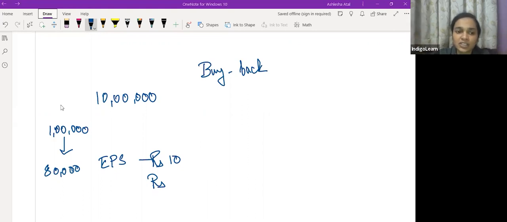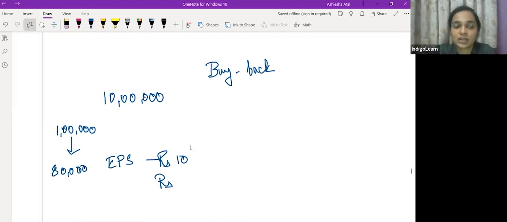So this is also one reason why a company buys back its own shares. So these are some of the reasons. Buying back is basically wherein a company is purchasing its own shares.